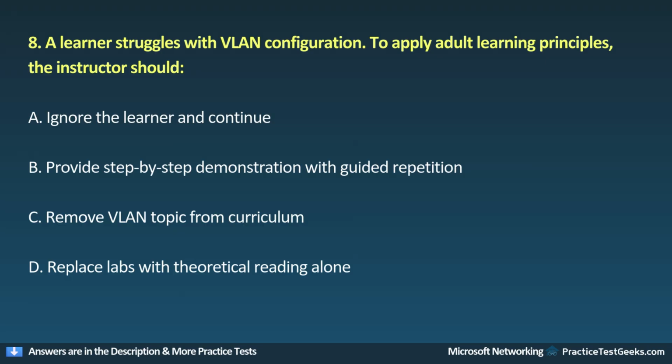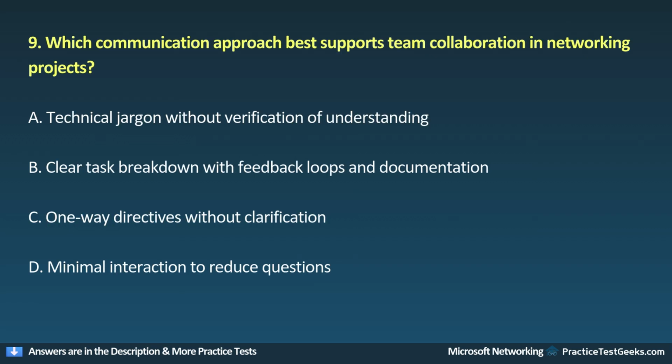8. A learner struggles with VLAN configuration. To apply adult learning principles, the instructor should: A. Ignore the learner and continue. B. Provide step-by-step demonstration with guided repetition. C. Remove VLAN topic from curriculum. D. Replace labs with theoretical reading alone.